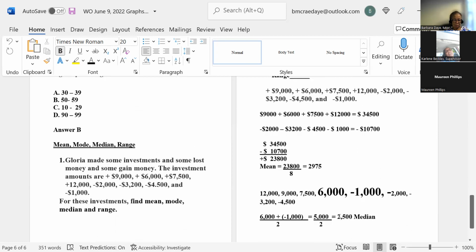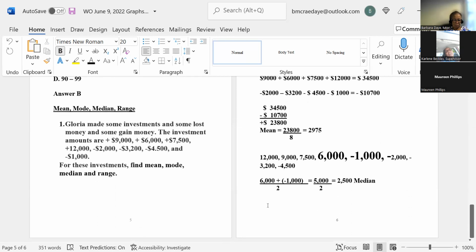All right. Now, how do we find the range, Maureen? The range is from the highest to the lowest. No, it's not just highest to the lowest. Range equals highest minus lowest. Right.